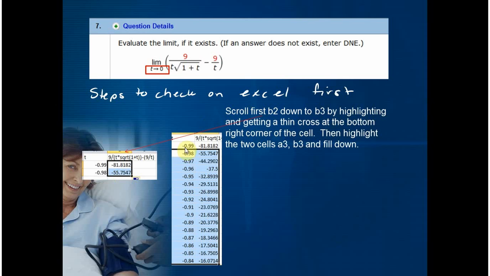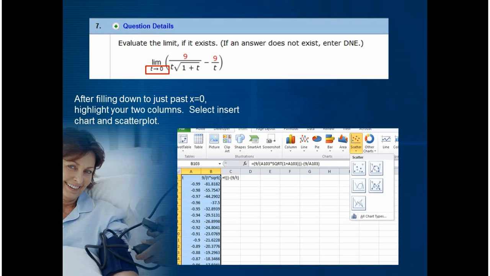Now if I highlight these two cells and then drag down, I get the columns of x's and y's, and I can go as far as I want. So I went further than 0, to just to the right of 0, like so. I took it down, so you can't see the whole thing. Now I'm going to graph so I can see what the behavior is right around 0.